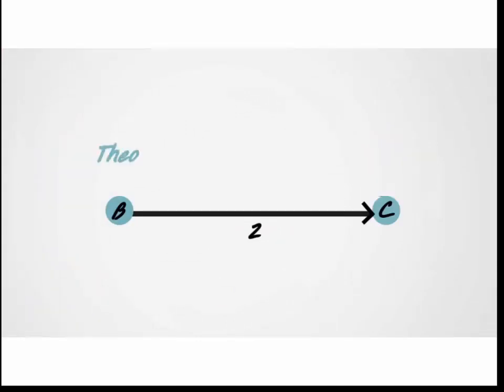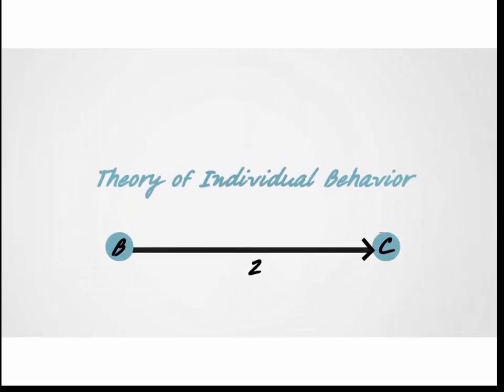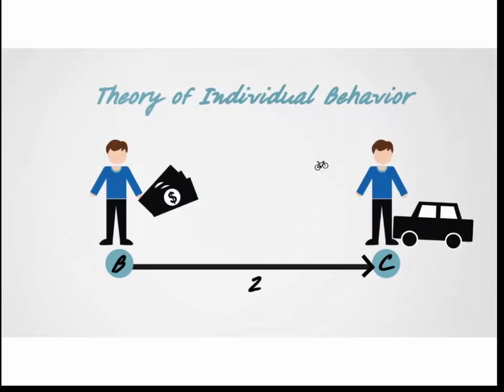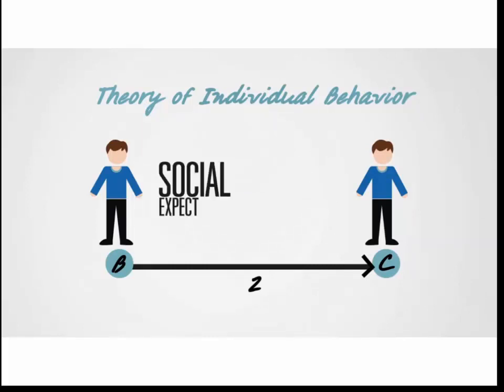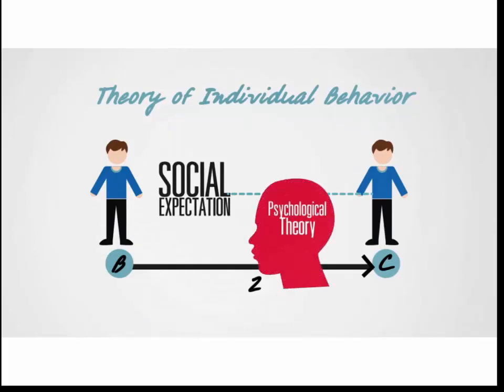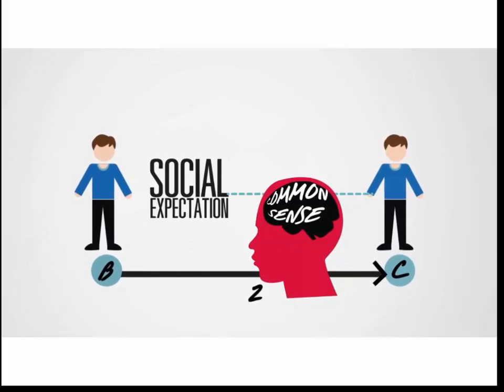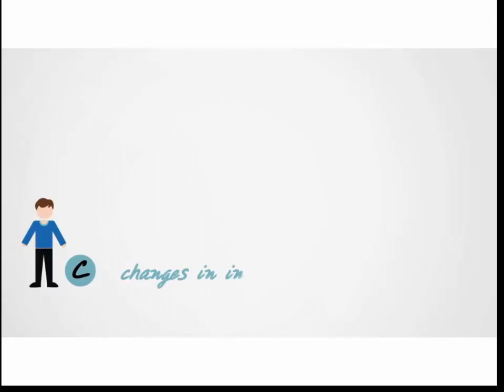The next step is the arrow 2. It covers the theory of individual behavior. Do the changes in me have behavioral consequences? And if so, what are they? In the case of basic income, we can assume that changes in work-related incentives will affect behavior of some individuals, but will changes in social expectations also have behavioral consequences? Here, sociologists can be helped by psychological theories and findings, but quite often they have to rely on their own common sense. The behavioral assumptions matter, but they can be empirically tested. The node C leaves us with changes in individual behavior.